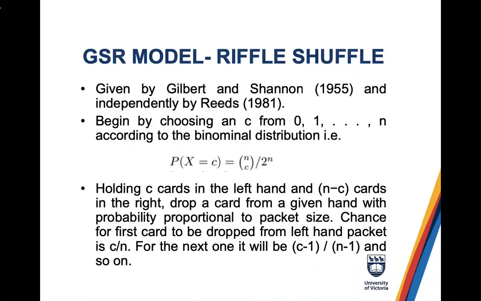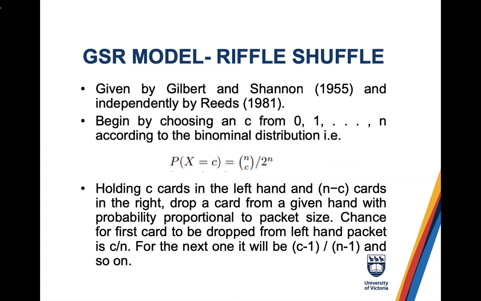The GSR model riffle shuffle was given by Gilbert and Shannon in 1955 and independently by Reeds in 1981. We begin by choosing a C from 0 to n according to the binomial distribution. The probability of that C is given below. Holding C cards in the left hand and n minus C cards in your right, drop a card from a given hand with probability proportional to the packet size.